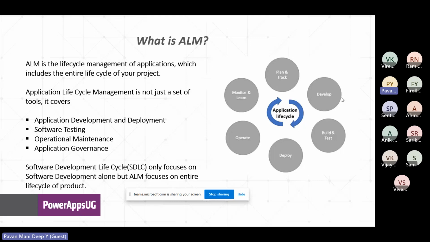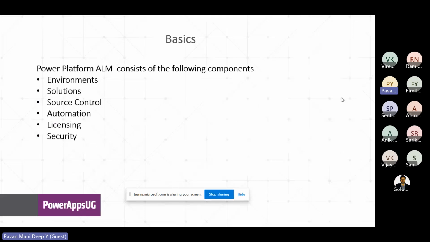So I think we are here. We discussed the flow of what ALM takes care of. Next we'll go into the basic components Power Platform has for ALM. Power Platform ALM contains the following components: we need to be aware of the environments we have, what the solutions are, what source control is, and we'll use some kind of automation for deploying our solutions. Then there is what licensing we need to be aware of, and the security constraints. That is about the basics which we need to take care of.